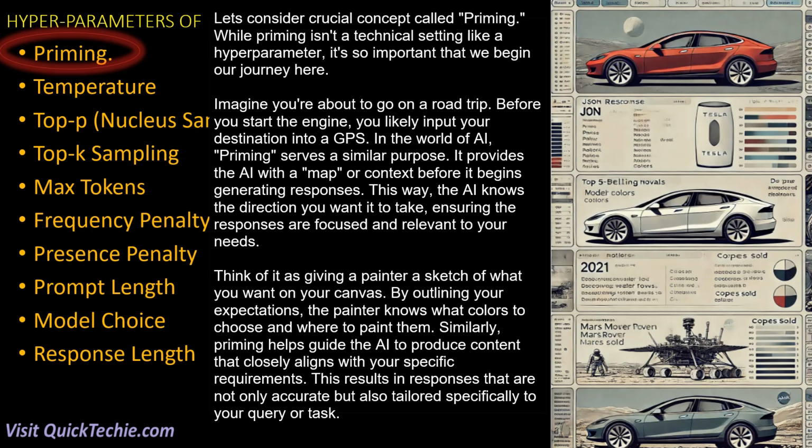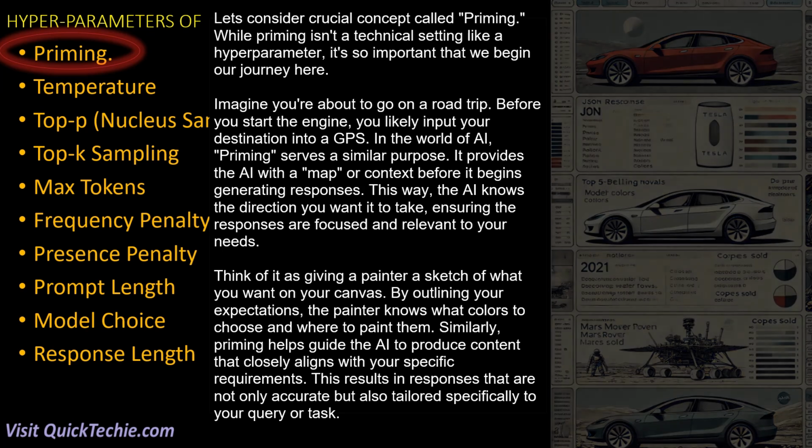This way, the AI knows the direction you want it to take, ensuring the responses are focused and relevant to your needs. Think of it as giving a painter a sketch of what you want on your canvas. By outlining your expectations, the painter knows what colors to choose and where to paint them. Similarly, priming helps guide the AI to produce content that closely aligns with your specific requirements. This results in responses that are not only accurate, but also tailored specifically to your query or task.